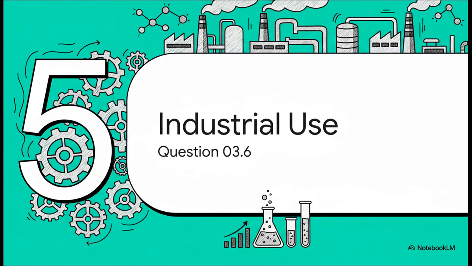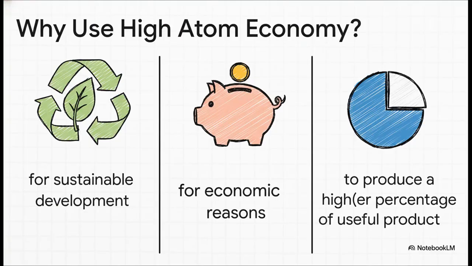We're almost at the finish line. Let's tackle our final question in Section 5, the industrial application. We've done the math, but now we have to explain why this stuff actually matters in the real world. Question 03.6 asks why industrial processes need a high atom economy. Well, the mark scheme gives a few fantastic answers.